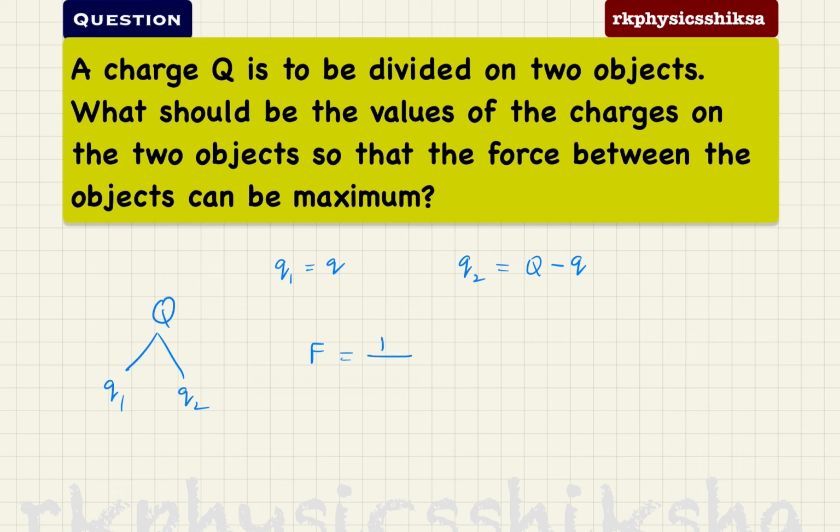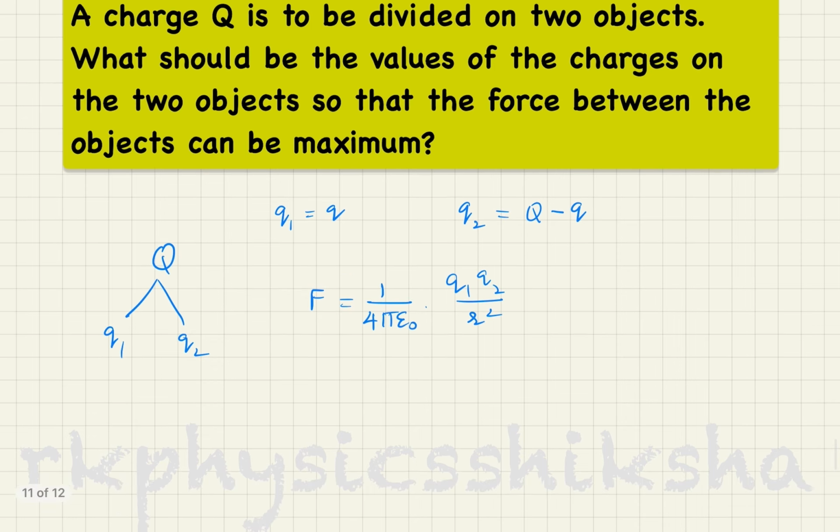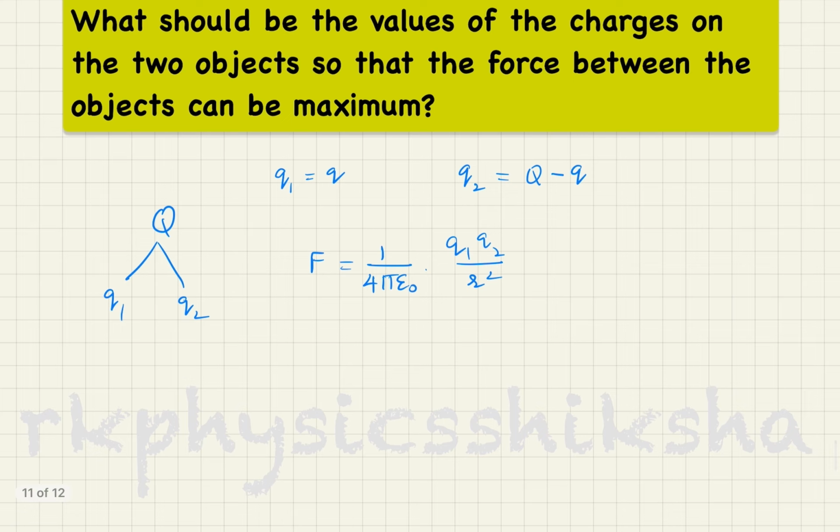Now according to Coulomb's law, what will be the force experienced between the two charges? It will be 1 by 4 pi epsilon naught into Q1 Q2 by R square, where I assume the distance between the two bodies is R. Now, F is equal to 1 by 4 pi epsilon naught into small q times capital Q minus small q, divided by R square.